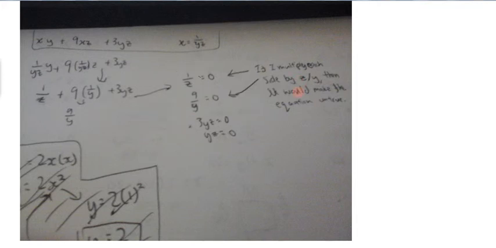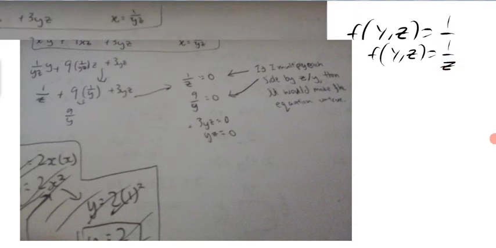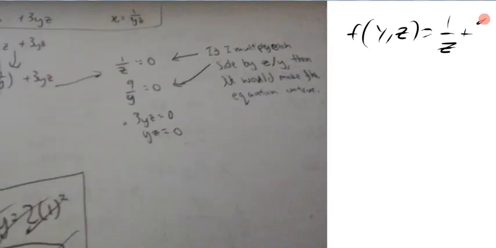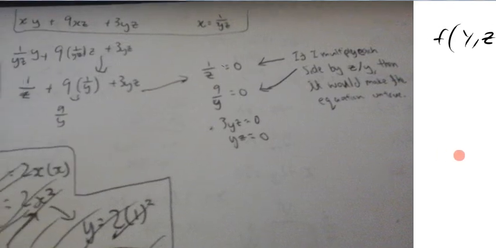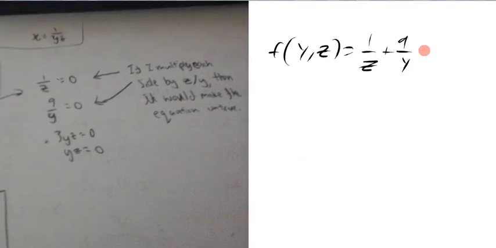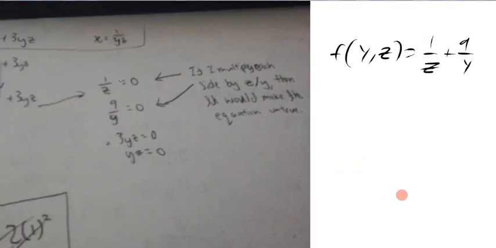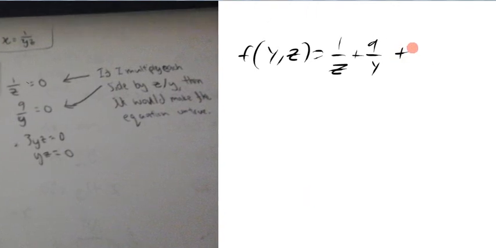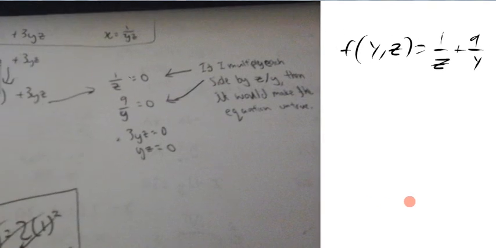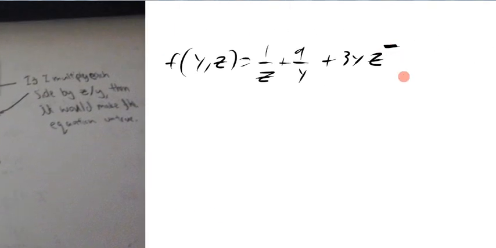No. What you're supposed to be doing is to say, okay, I've got some function that is no longer dependent on x. It's got y and z left in it, and it is 1 over z plus 9 over y, and that was a plus, what are we looking at? Plus 3yz squared, I do believe. Nope, just z, no squared. Okay, so you've got that equation.